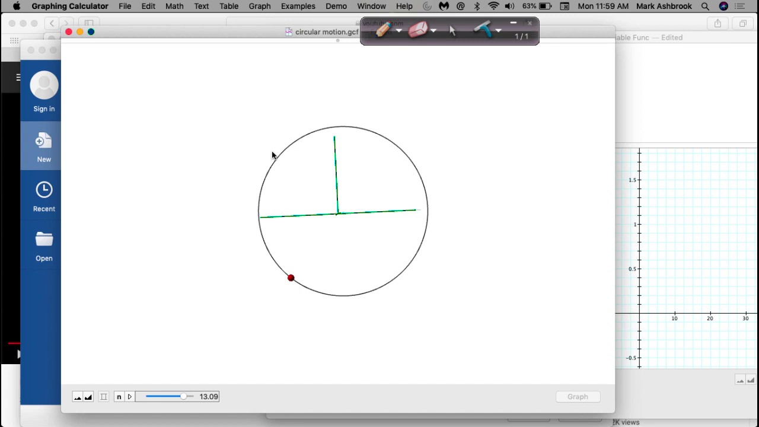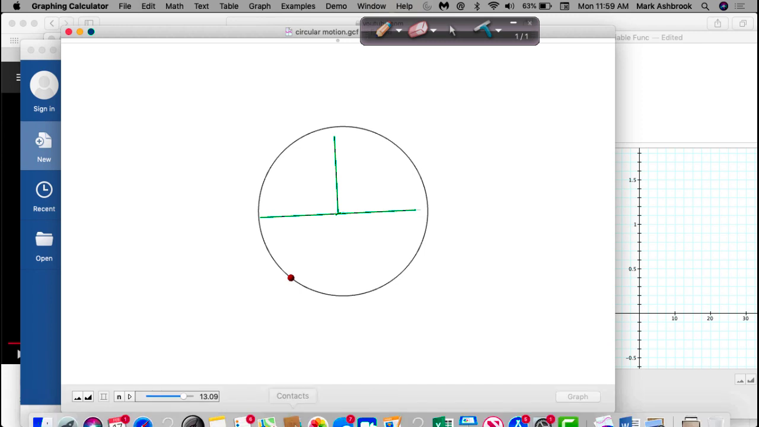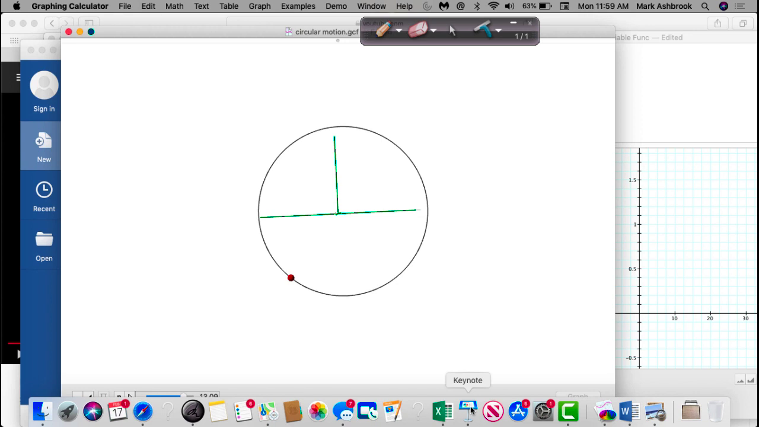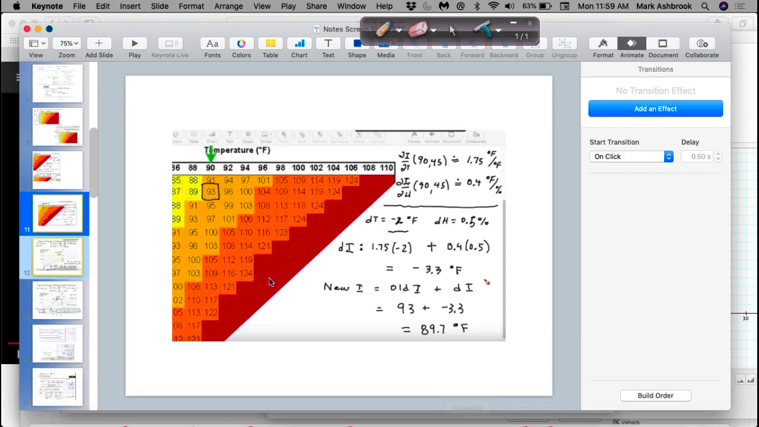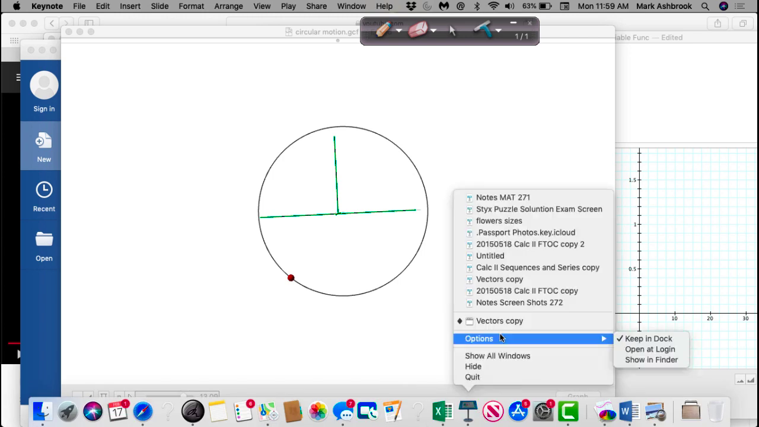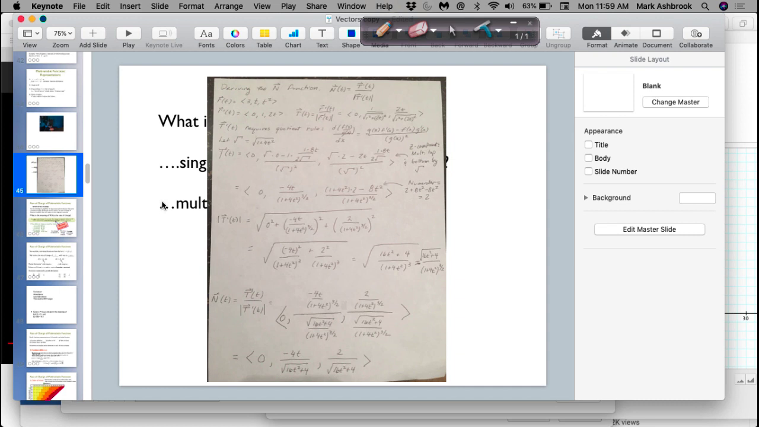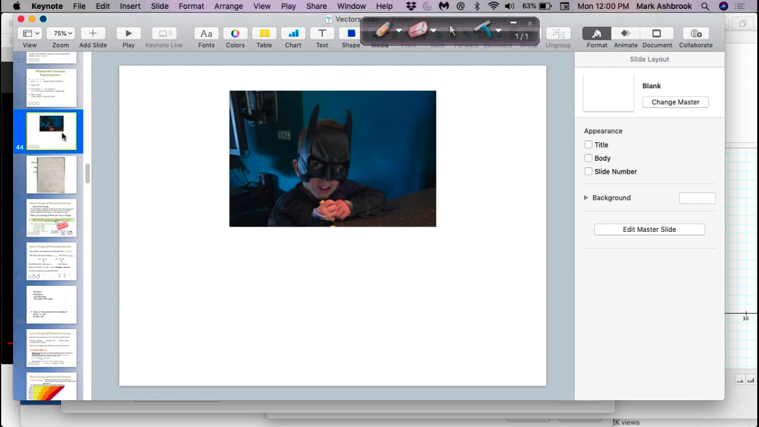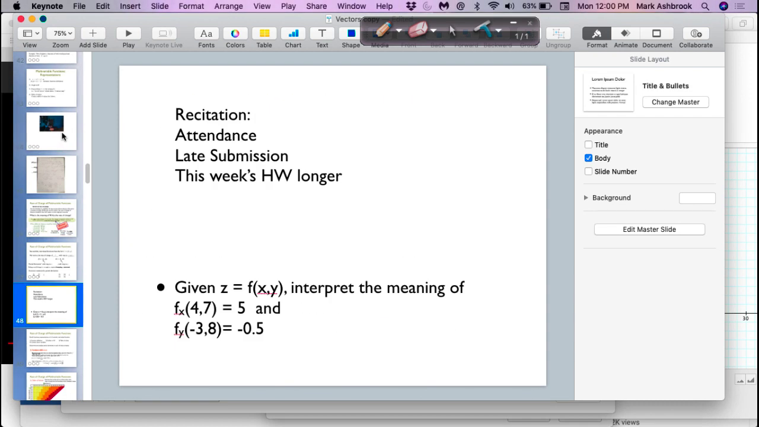Where are we at? We're talking about partial derivatives. Not that. I want the vectors copy. This. There you go. Not that. This.